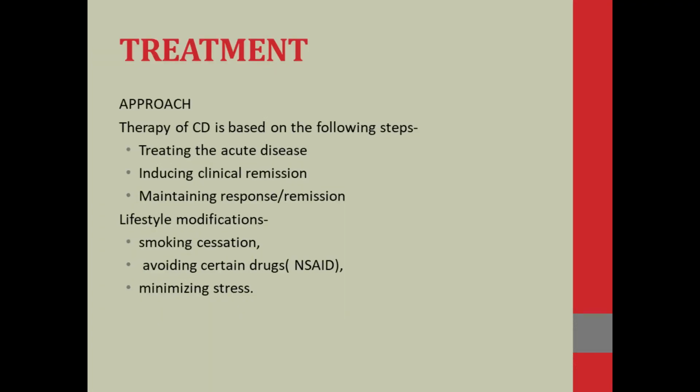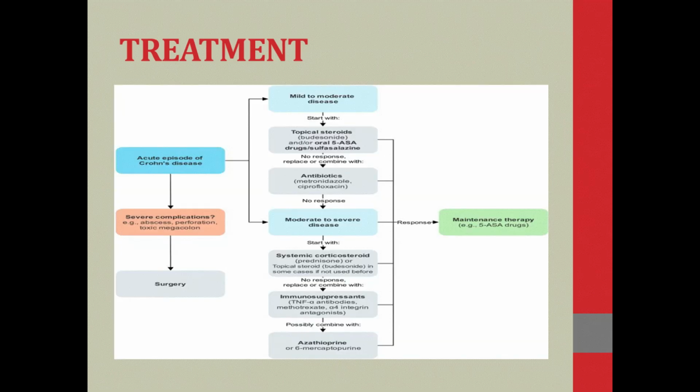The treatment. The approach for Crohn's disease includes, first, we need to treat the acute disease. Second, we have to induce a clinical remission. And third, we have to maintain the remission. So, we can start with lifestyle modification: smoking cessation, avoiding certain drugs like non-steroidal anti-inflammatory drugs, and minimizing stress. So, here is an algorithm for the treatment.